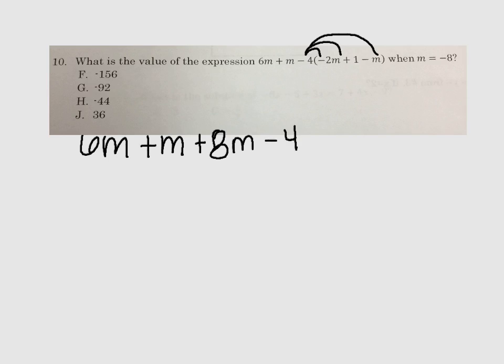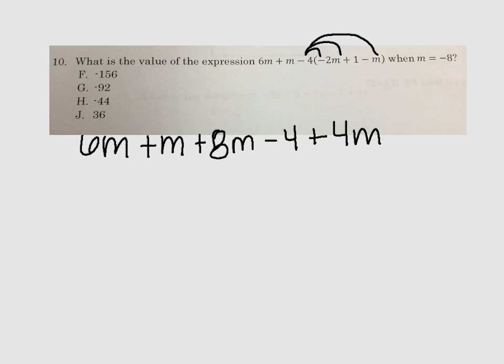Okay. A couple more. 6m plus m minus, let's go ahead. I'm going to go ahead and distribute before I bring it down. And you distribute to all three in this case. So negative 4 times negative 2m is plus 8m. Negative 4 times 1 is minus 4. Negative 4 times negative m is plus 4m.